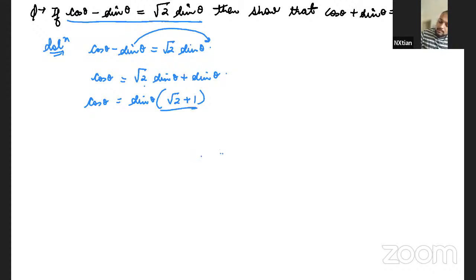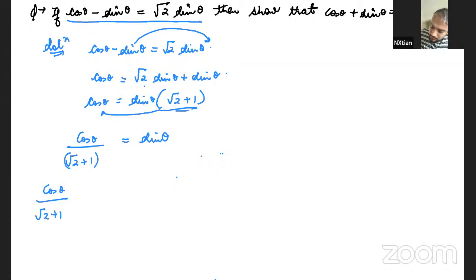Now I will send this thing to the other side, and it will become cos theta upon root 2 plus 1 is equal to sin theta. Now I will do the rationalization of root 2 plus 1. As I told you, if root 2 plus 1 is there, then I have to multiply it by root 2 minus 1, because for rationalization we have to use the opposite sign. It is equal to sin theta.